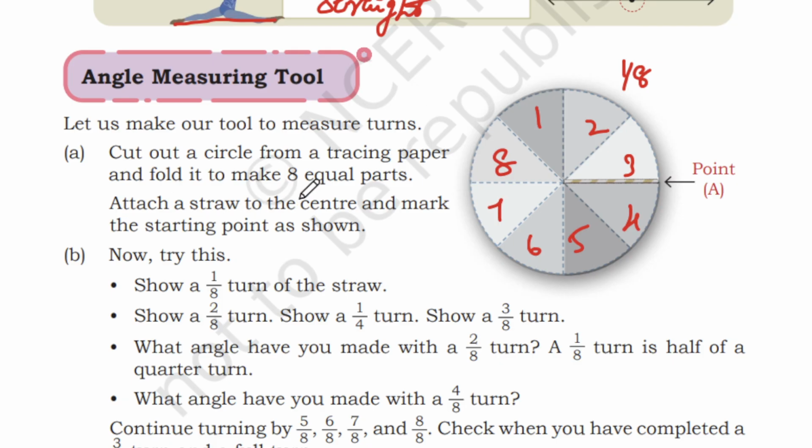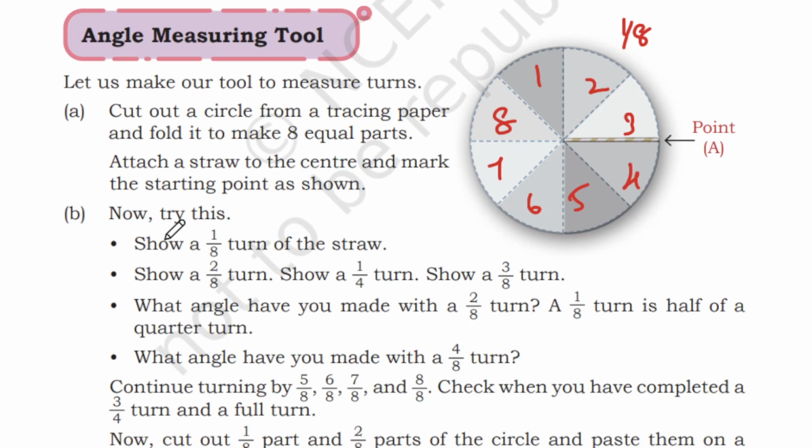So attach a straw to the center and mark the starting point as shown here. So this is the starting point. Okay, so I will rub and do a starting point. Okay, this is going to be the starting point now. So the starting point, this one is the first point. Now try this. Show 1 by 8 turn of the straw. So now we have to show 1 by 8 turn of the straw. So this is the first turn. So this is 1 by 8 turn of the straw. So first turn. You can just show an arrow mark.